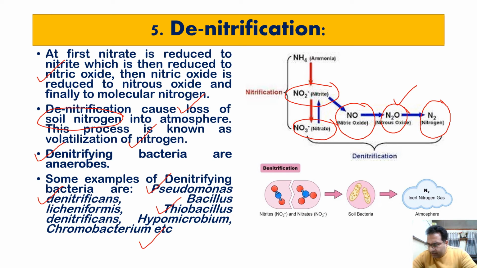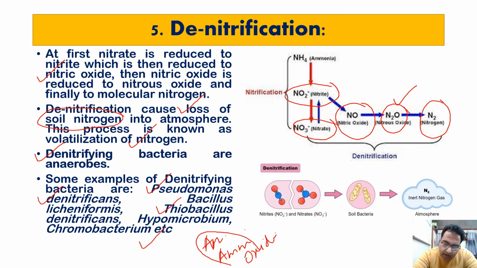And one of the processes here is also called anaerobic ammonium oxidation. That is why it is called anaerobic ammonium oxidation, and many times it is also called ANAMMOX.